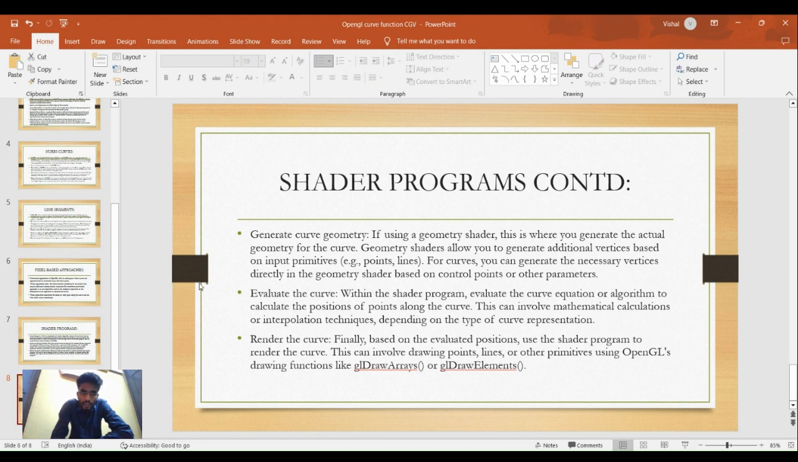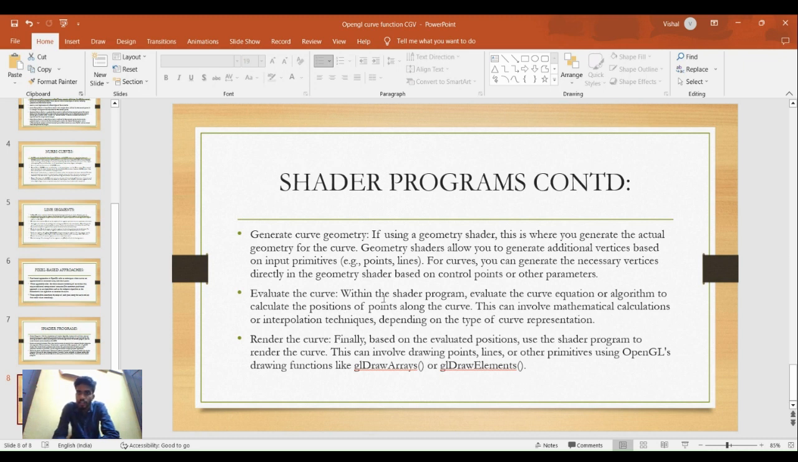Generate curve geometry. If using a geometry shader, this is where you generate the actual geometry for the curve. Geometry shaders allow you to generate additional vertices based on input primitives, for example points and lines. For curves, you can generate the necessary vertices directly in the geometry shader based on the control points or other parameters. Evaluate the curve within the shader program.